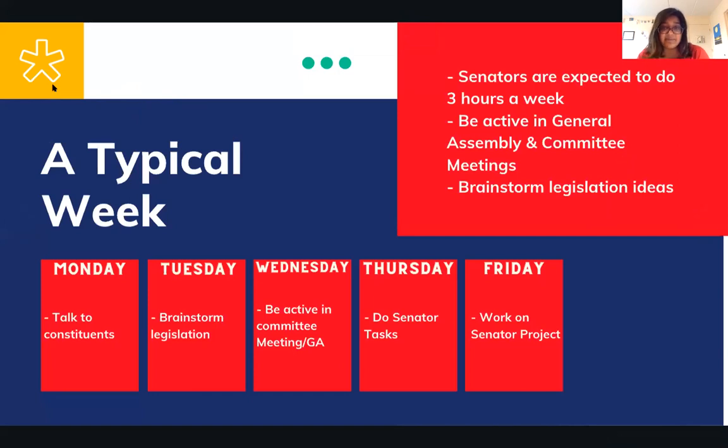Committee meetings, again, are basically when you meet with your chair and other senators who are in the same committee, and General Assembly is when the USG as a whole meets and we do our reports. Consistently brainstorm legislation ideas, stuff like that.